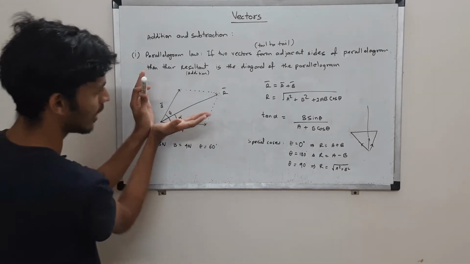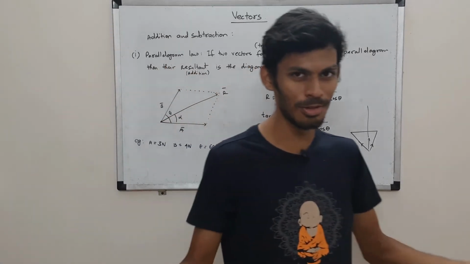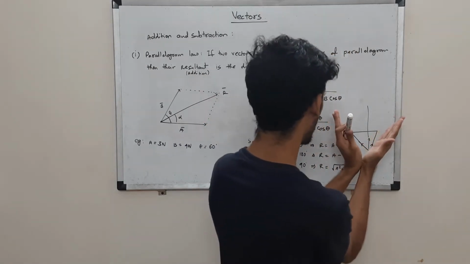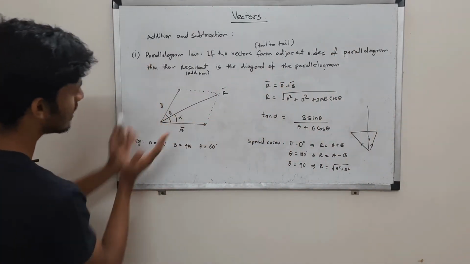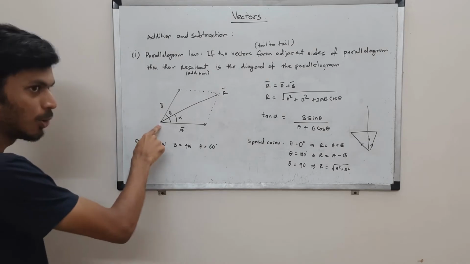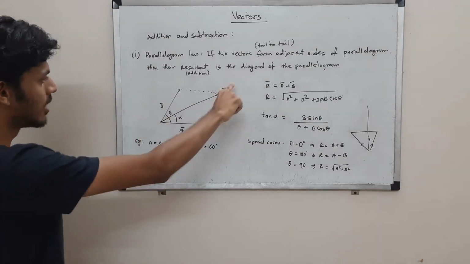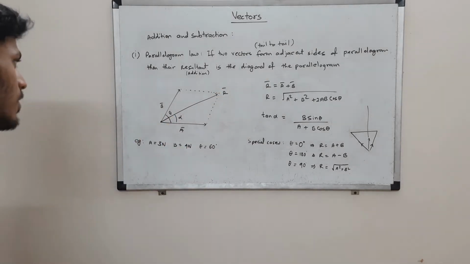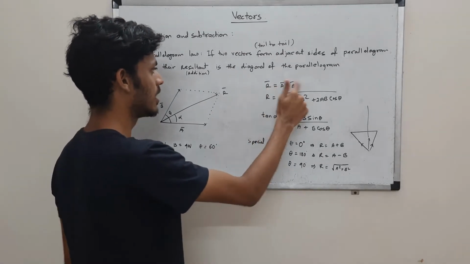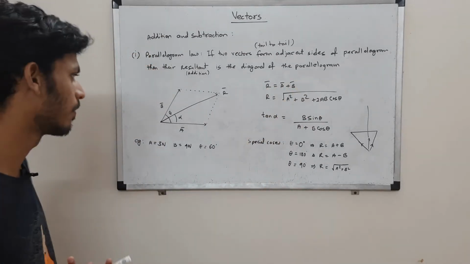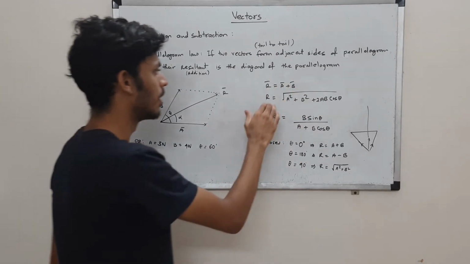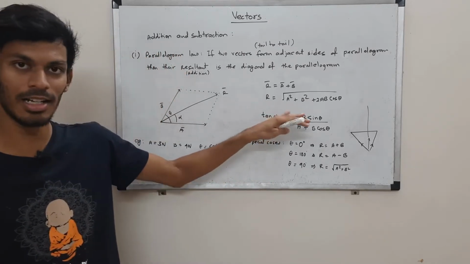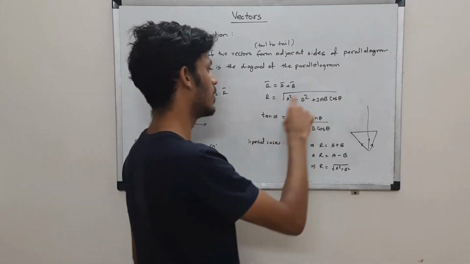So if you have two vectors, tension is like a force, right? Force is a vector. So you have two vectors which form the adjacent sides of a parallelogram tail to tail, and the resultant will be along the diagonal of the parallelogram. So the resultant is R equals A plus B, right? Resultant just adds them.